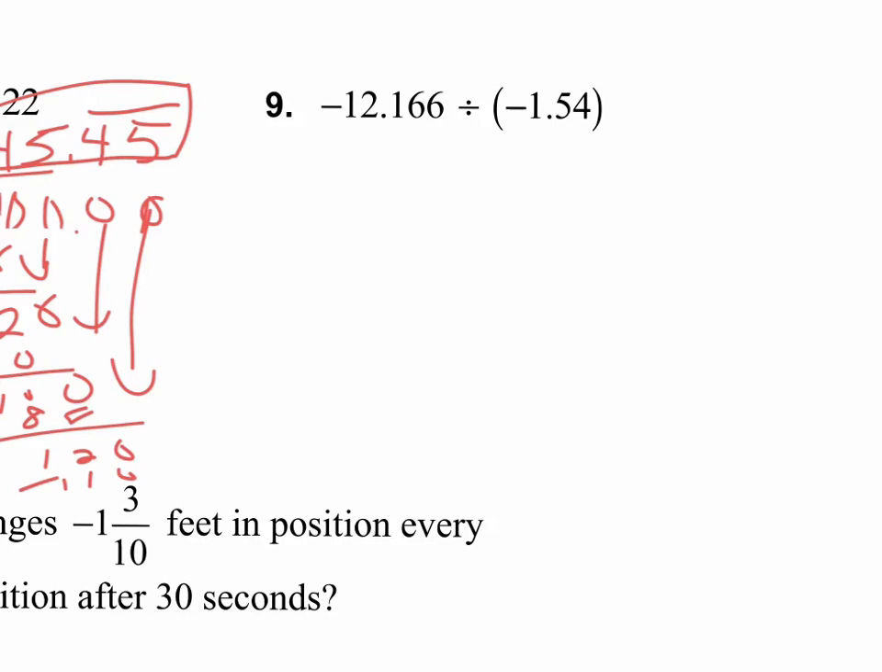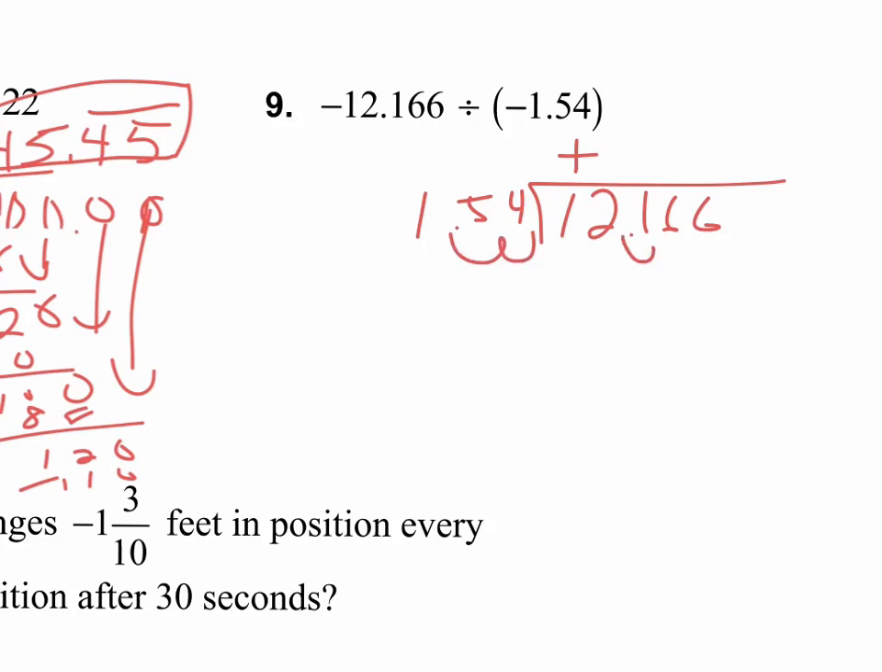Okay, same thing. So I have 12.166 in the box divided by 1.54. So a negative divided by a negative is a positive because they're the same sign. And then I'm going to go ahead. I have to move this over twice, so I'm going to move this over twice. So I end up with 1,216. And the 0.6 and 154. It is okay to have a decimal inside the box, but not outside.